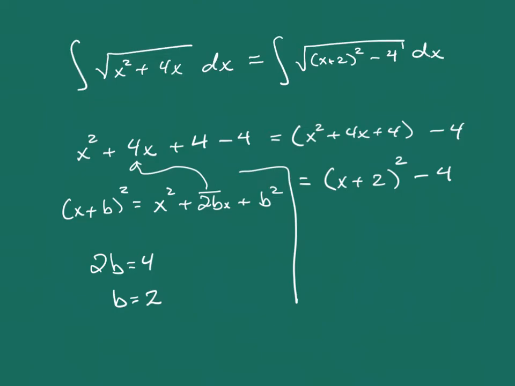And so now we can do maybe an intermediate step of a u substitution, with u being x plus 2, and now we can get it into the form that we recognize.